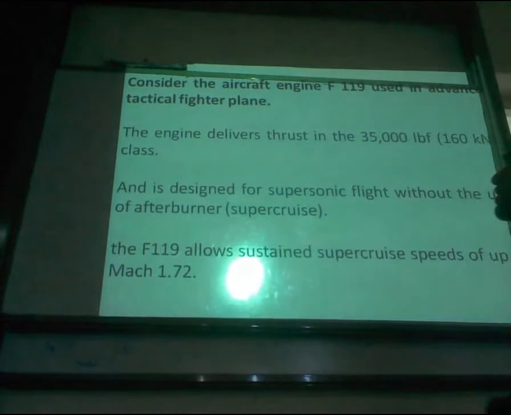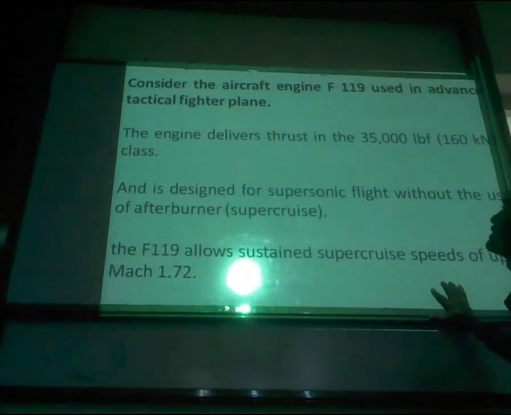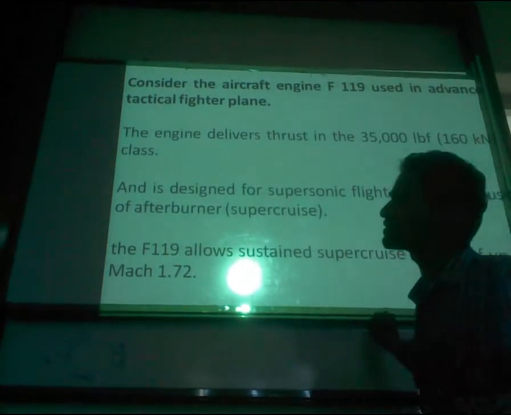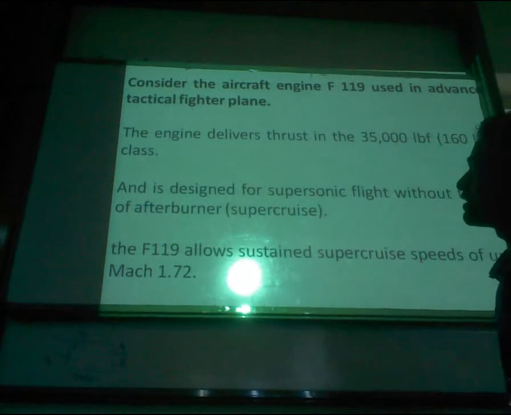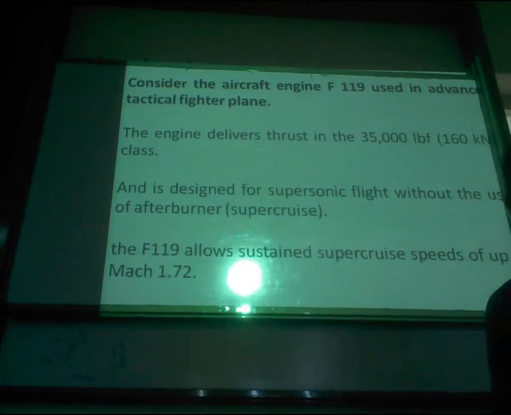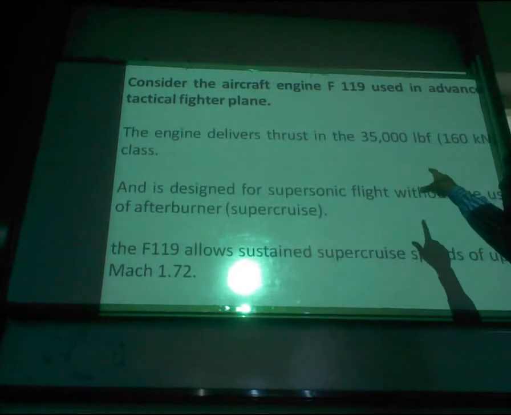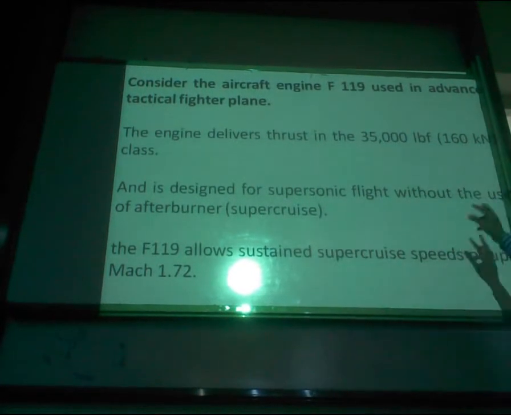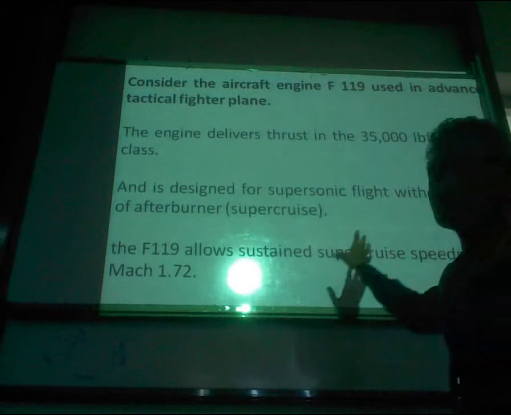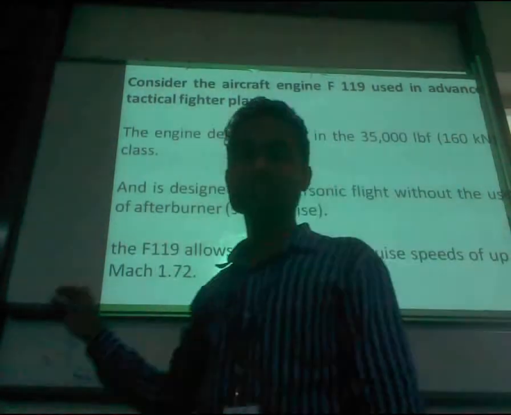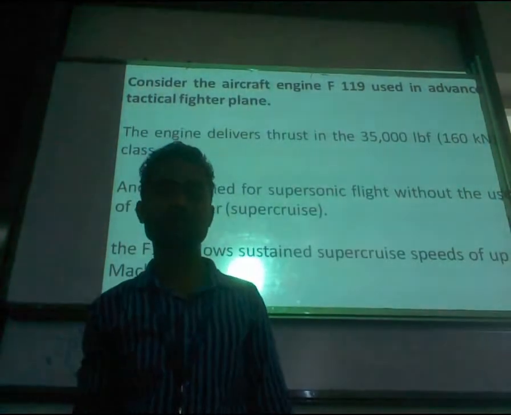Let's consider the example of the aircraft engine F119 used in the advanced tactical fighter. As we just discussed, we have taken one example of an advanced fighter plane, that is the F119. The engine delivers a thrust of 35,000 pounds, which is approximately equal to 160 kilonewtons.